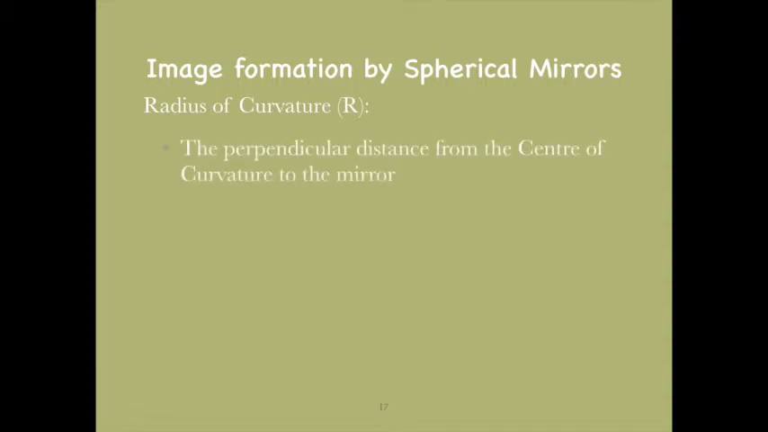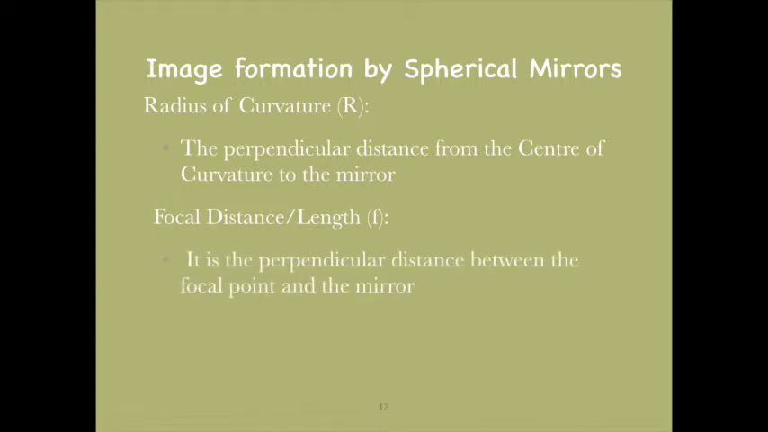Now, let me define the radius of curvature, r. It is the perpendicular distance from the center of curvature to the mirror. The next one is the focal distance or the focal length, denoted by a small f. This is the perpendicular distance between the focal point and the mirror.